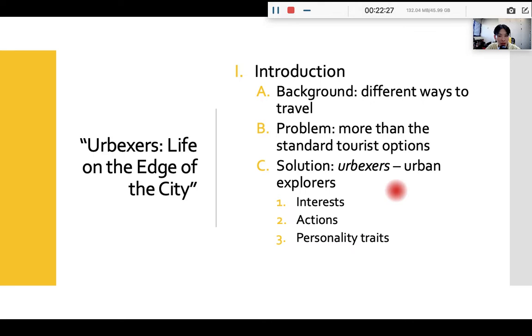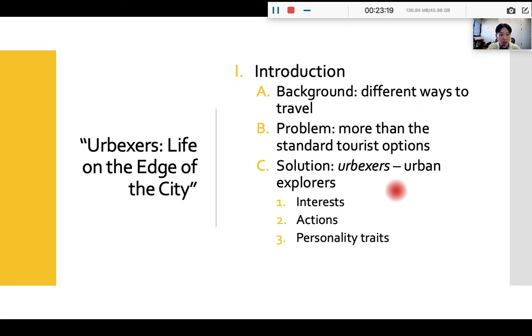And what kind of people are they? What are urbexers like? They are quite adventurous. They are not scared of climbing a tall building or visiting small spaces that might make some people feel claustrophobic. Okay, so from the introduction, what do we know? Are we going to learn about standard traveling packages? No, we are going to learn a particular way of travel, which is urban exploration. And for the people who do this kind of traveling, they are called urbexers. They are interested in abandoned places.